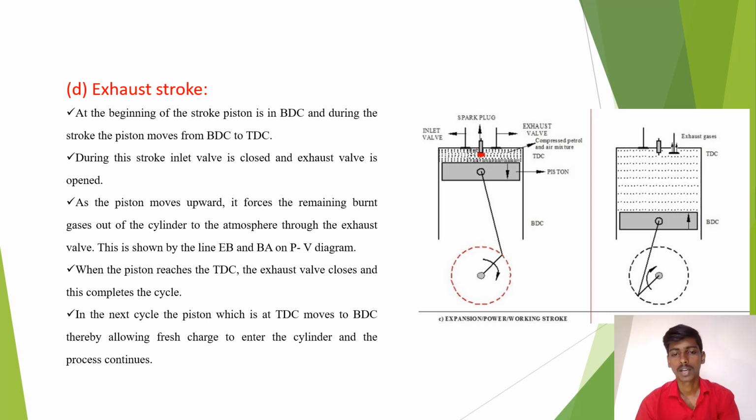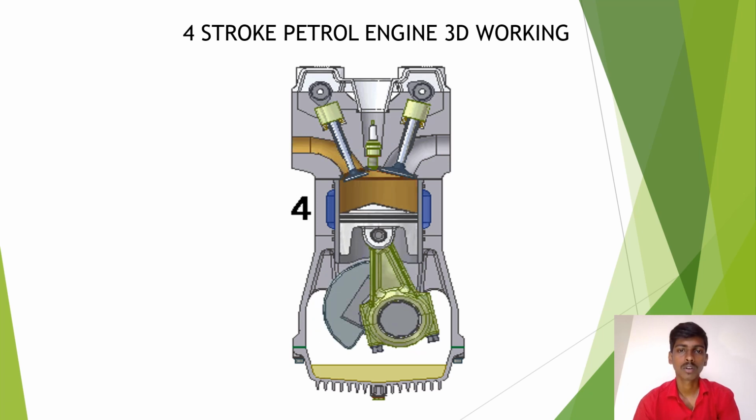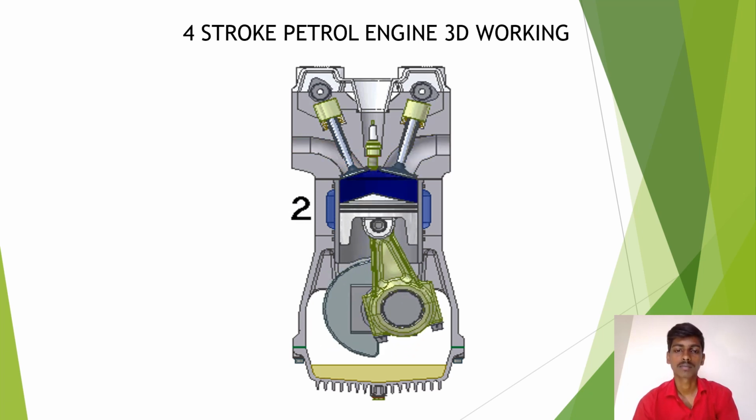PV diagram. When the piston reaches the TDC, the exhaust valve closes and it completes the cycle. In the next cycle, the piston which is at TDC moves to BDC, thereby allowing fresh charge to enter the cylinder, and the process continues. Here we can see the four-stroke petrol engine 3D working.